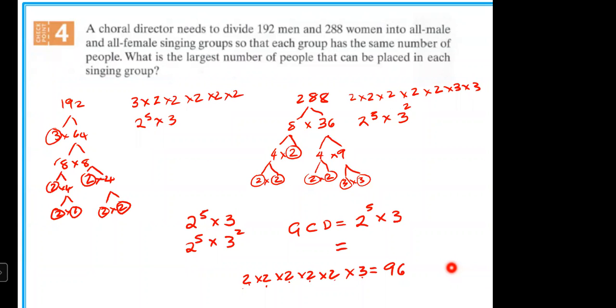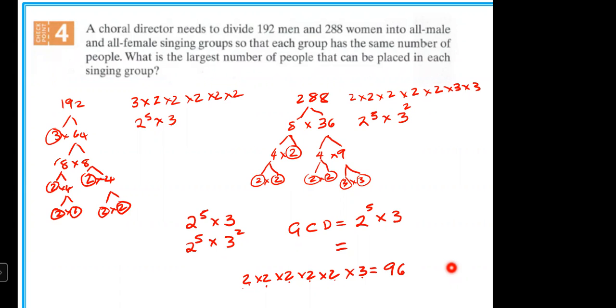All right. So the question asks, what is the largest number of people that could be placed in each singing group? So what's your answer? 96. You sound like you're not sure though. I'm sure. 96, yeah, 96.